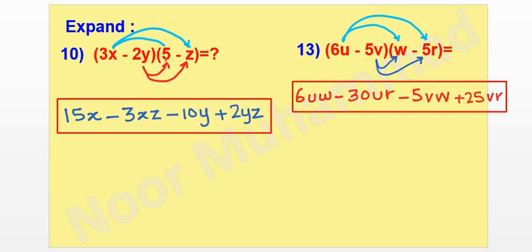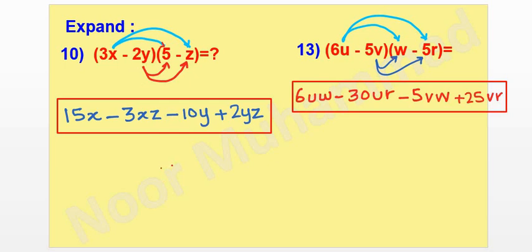3x times 5, it will give us 15x. Then 3x times negative z. Be very careful while dealing with the signs. So 3x times negative z, this 3x is positive, this is negative z. So two different signs will give us negative in the answer. So it's negative 3xz. Now negative 2y times positive 5. So negative 2 and positive 5 will give us negative 10y.